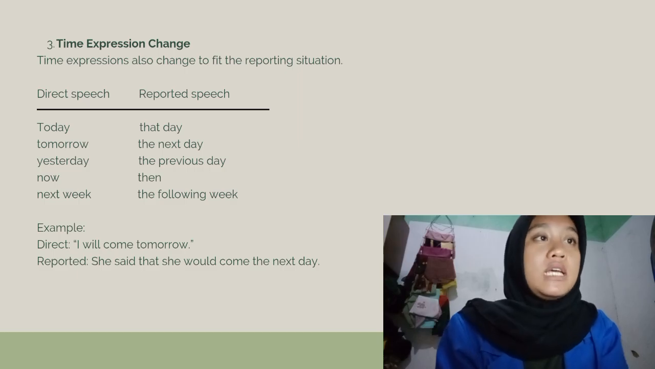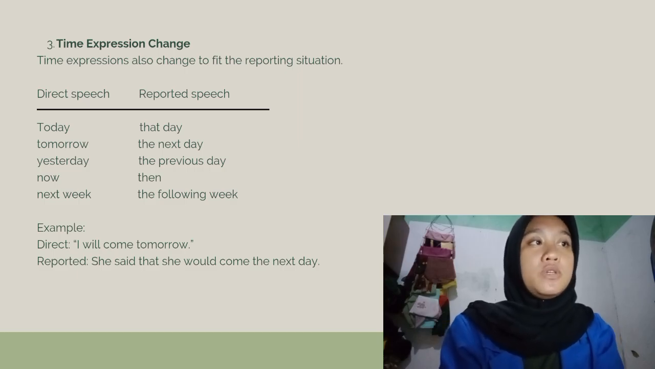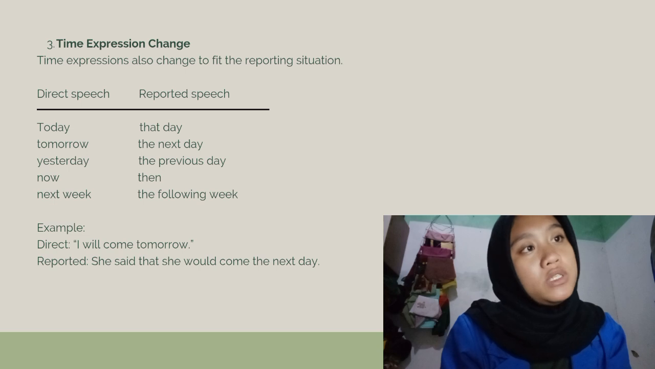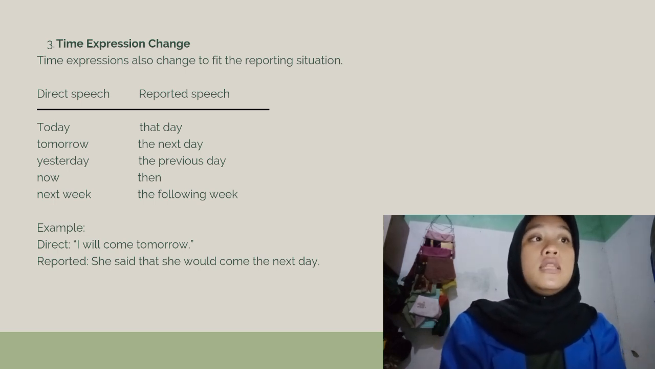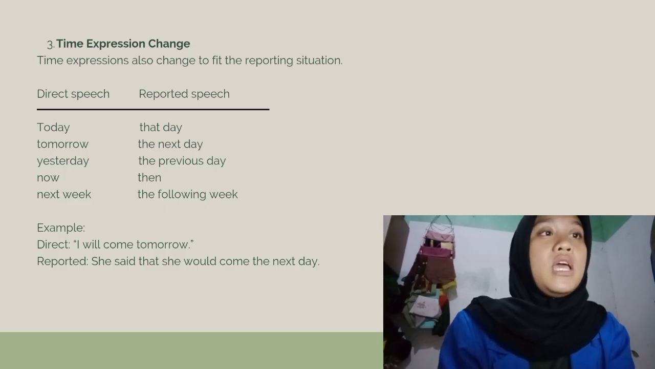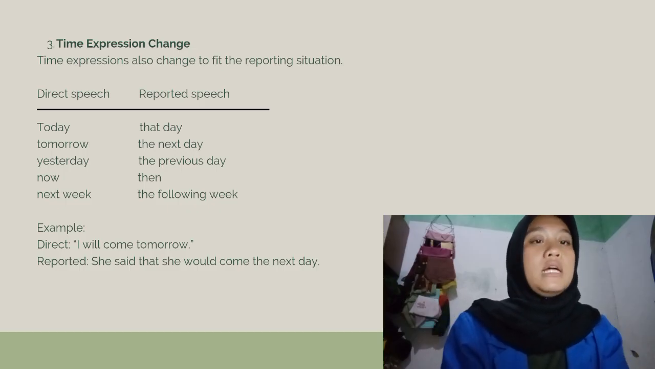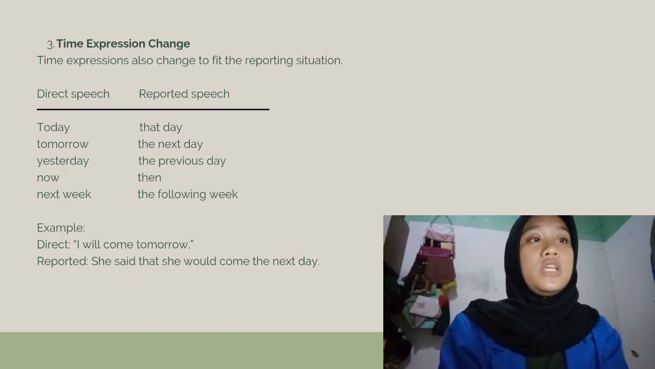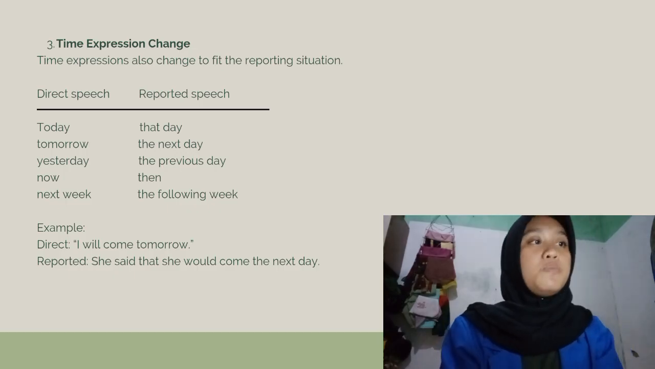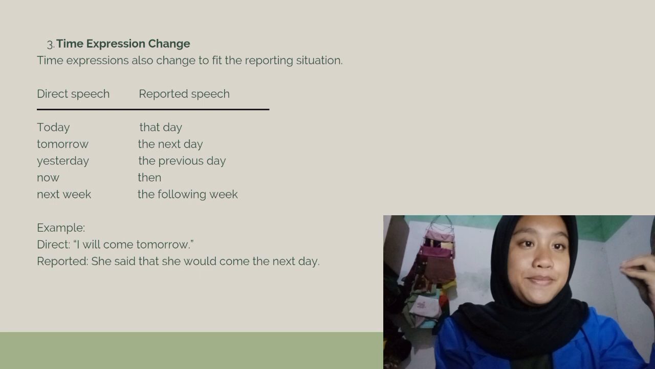The third grammatical change is time expression change. Time expressions also shift to match the reporting situation. For example, today becomes that day, tomorrow becomes the next day, yesterday becomes the previous day, now becomes then, and next week becomes the following week. For example, direct: I will come tomorrow. Reported: she said that she would come the next day. These changes are very important to make sure the reported speech is grammatically correct and logical.